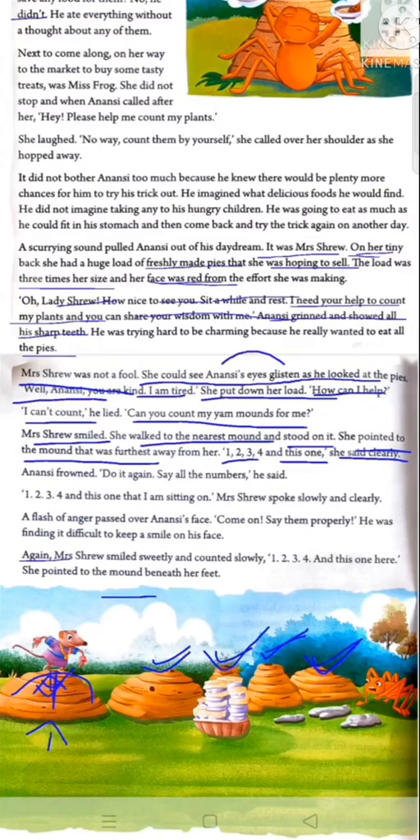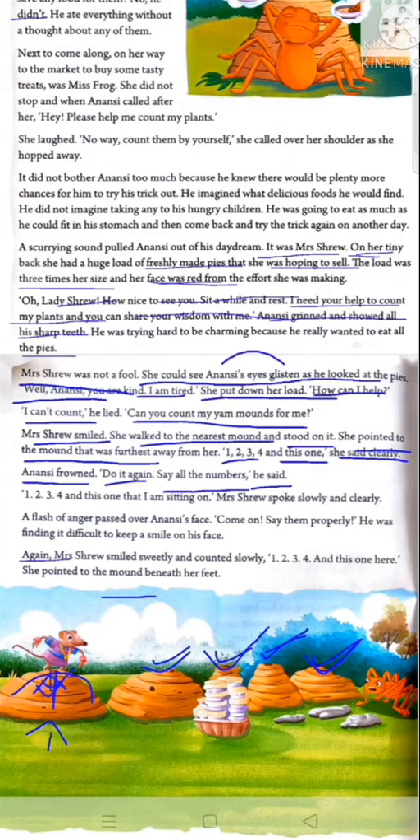Next, Anansi frowned. Do it again. Say all the numbers, he said. So here Anansi is a little bit angry, and he is saying, do it again, means count it once again. Say all the numbers, he said. So here Anansi is saying that count all the numbers once again and say all the numbers.